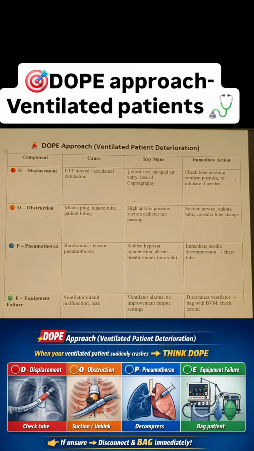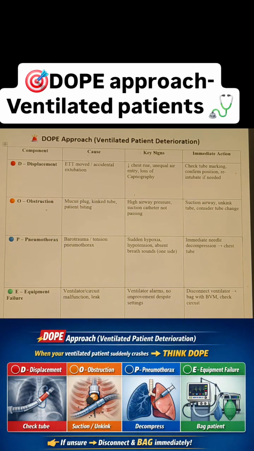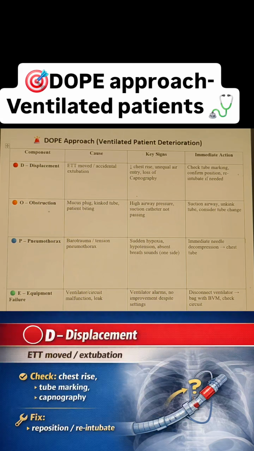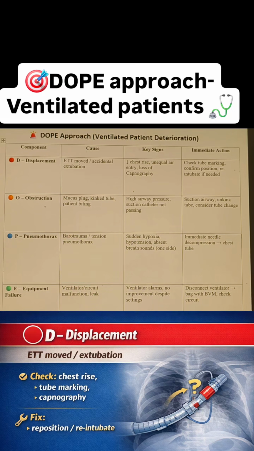Whenever you see your ventilated patient deteriorating, just think about the DOPE approach. So DOPE. D stands for displacement. It means your ET tube might have moved.